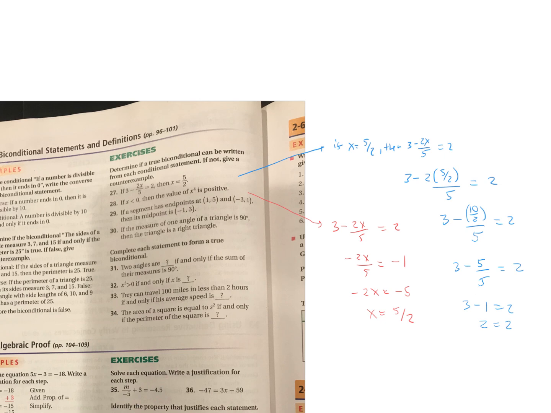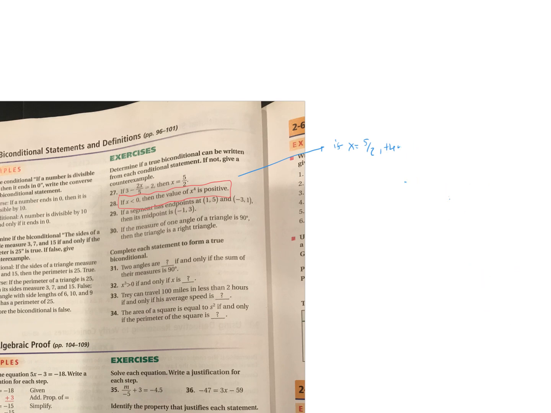If x is less than 0, then the value of x to the 4th power is positive, okay? So that's the original statement, which I'll do in red right here. Now, let's get clear on the converse, though. The converse of that would be to write that in the reverse, right? And we're going to do that right now. So if we write that in the reverse, then that would say if x to the 4th is positive, then x is less than 0.